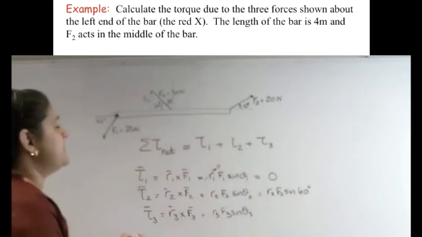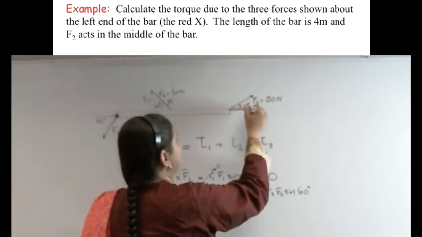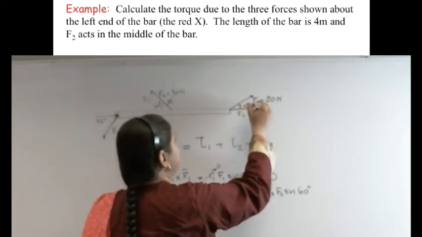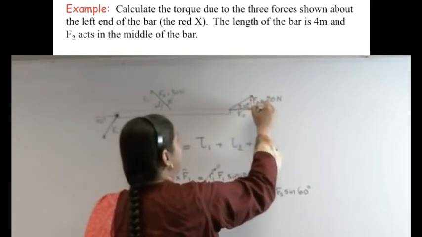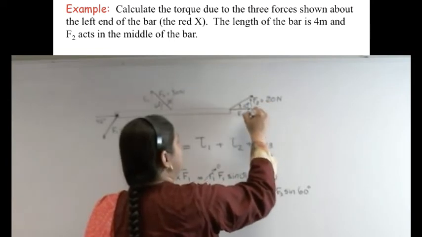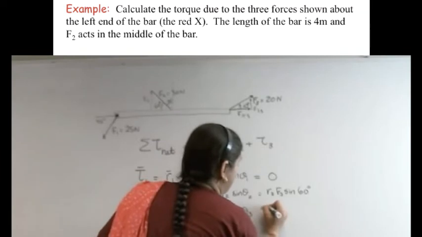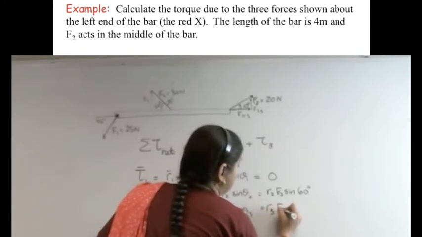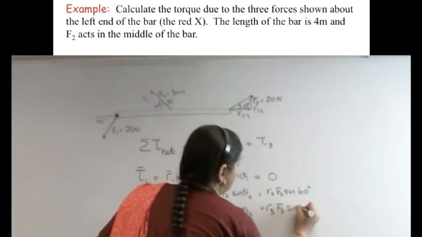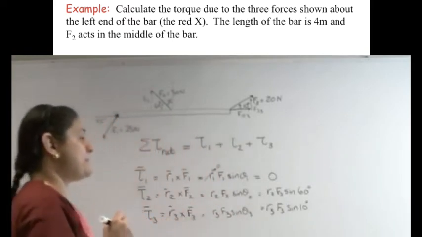Now let's look at F3. The components of F3 are going to be F parallel and F perpendicular, right? So F perpendicular 3 will give R3 F3 sine of 10 degrees.